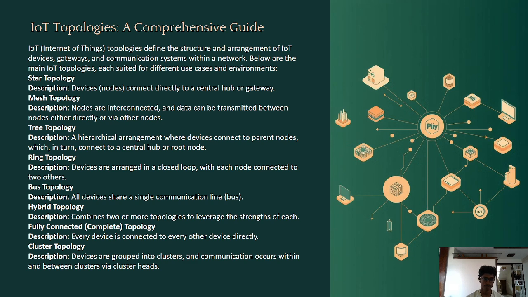node. Tree topology, a hierarchical arrangement where devices connect to the parent nodes, which in turn connect to the central hub or the root node. Ring topology, devices are arranged in a closed loop with each node connected to two others. Bus topology, all devices share a single communication line, the bus. Hybrid topology combines two or more topologies to leverage the strengths of each. Fully connected topology, every device is connected to every other device directly. Cluster topology, devices are grouped into clusters and communication occurs within and between clusters via cluster heads.